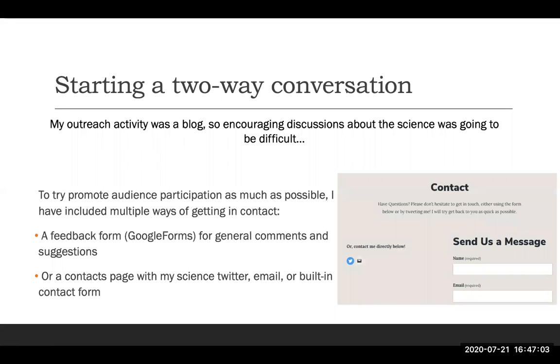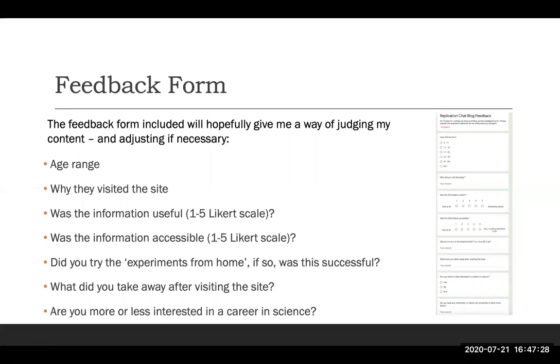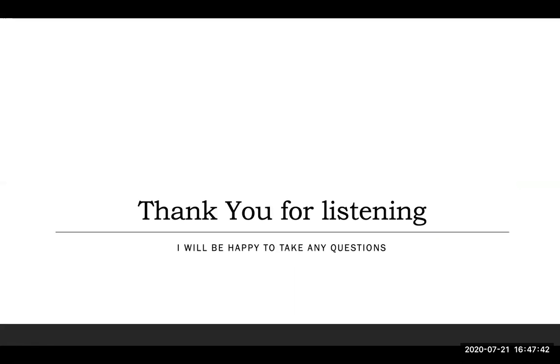Yeah, so the only final thing I wanted to chat about was, obviously it's a blog, so I found starting a two-way conversation is important, but it's probably difficult on a website-based platform. So I've tried to include as many ways as possible of getting in contact and asking questions, which have included a contacts page with my science Twitter, email or the built-in WordPress form, as well as a feedback form here, which was just on Google Forms to help me judge the difficulty level I've set the content at, and what people like, what people don't like, to adjust what's coming next. And then, yeah, I think that was pretty much it.